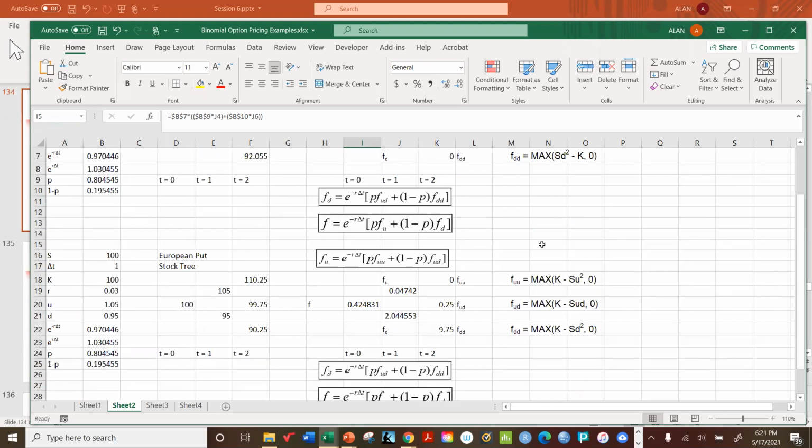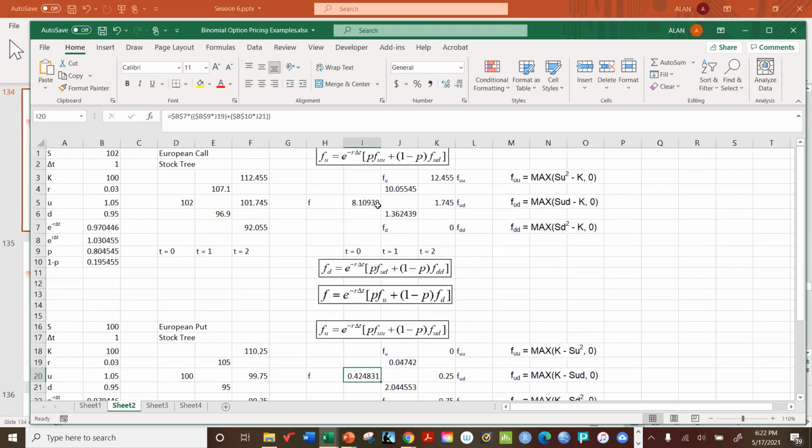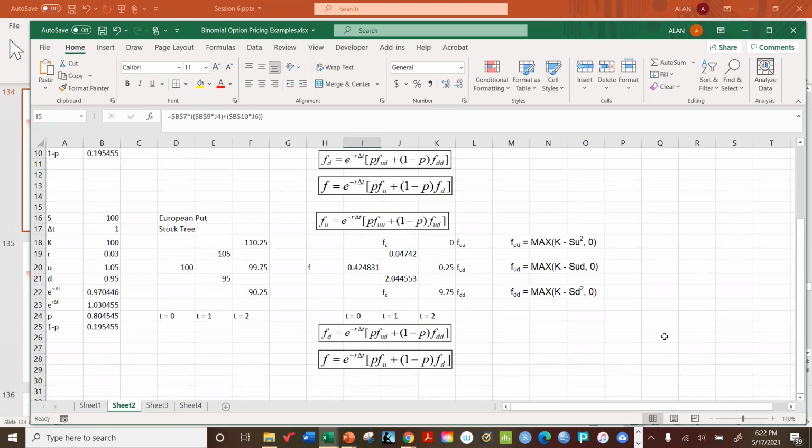Now, the put, same thing. Just like I said before, everything is identical between the call and the put, except right here. The payoffs are different. The high payoffs are down here at the bottom. The low payoffs are up at the top. The internal formulas, these internal nodes or interior nodes, are exactly the same. And you can see the put here is only worth about 42 cents instead of $8.11.